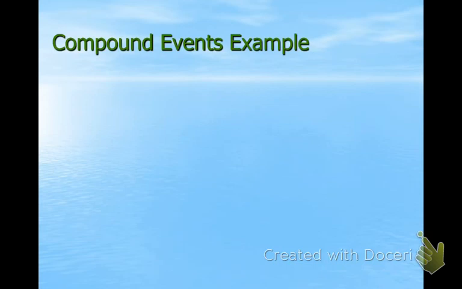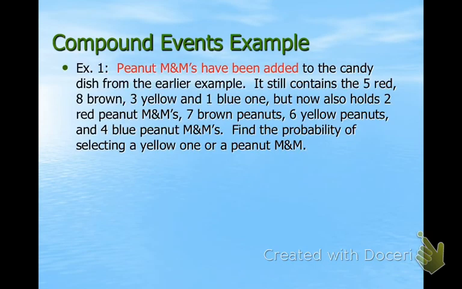Whenever we talk about compound events, so peanut M&Ms have been added to the candy dish from the previous example. Contains 5 red, 8 brown, 3 yellow, 1 blue still, but now it has 2 red peanut M&Ms, 7 brown peanut M&Ms, 6 yellow peanut M&Ms, and 4 blue peanut M&Ms. What's the probability of getting 1 yellow? What's the chance of getting 1 yellow or a peanut M&M?